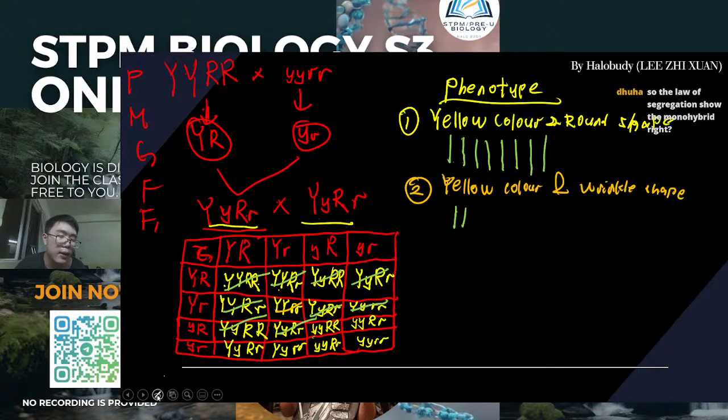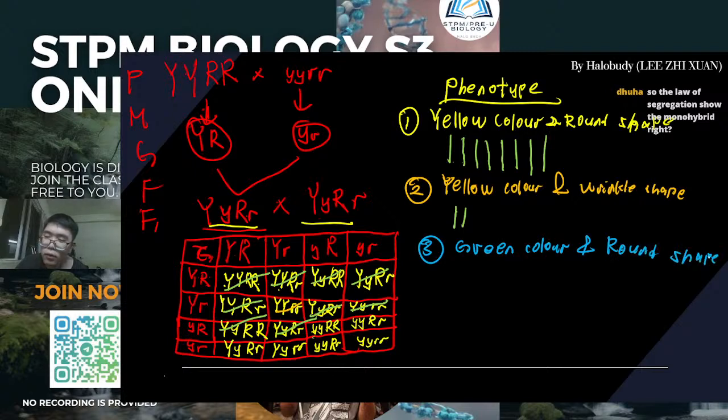Another type of phenotype. So this is another type of phenotype. This one is green color and it gives round shape. So we got one here.